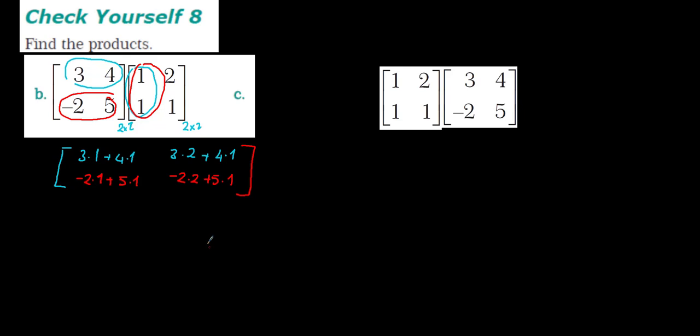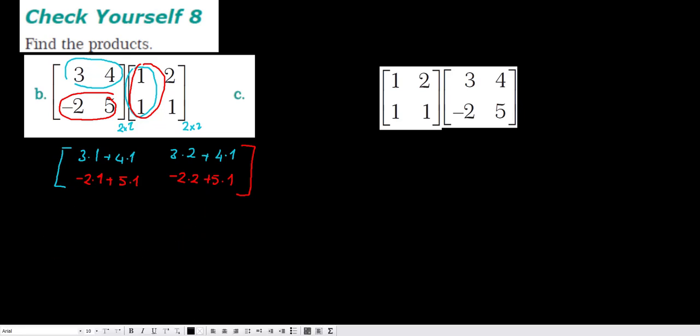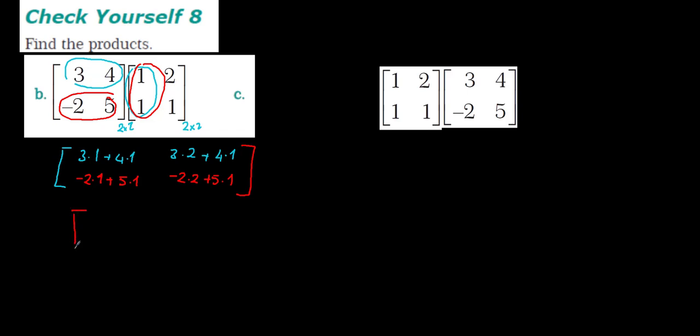So this is equal to 3 times 1, which is 3, plus 4, 7. 3 times 2, 6, plus 4, it is 10. Minus 2 times 1, minus 2, plus 5, it's equal to 3. And minus 2 times 2, it's equal to minus 4. 5 times 1, it's equal to 5. So minus 4 plus 5 is equal to 1. So the multiplication of these two matrices should be in this form. But if you notice something here, if the first one is the A times B matrix, then the second one is the B times A matrix.